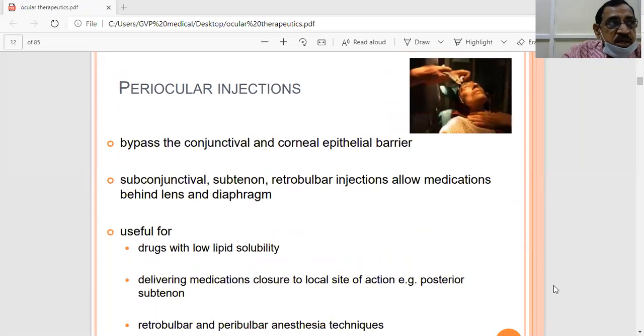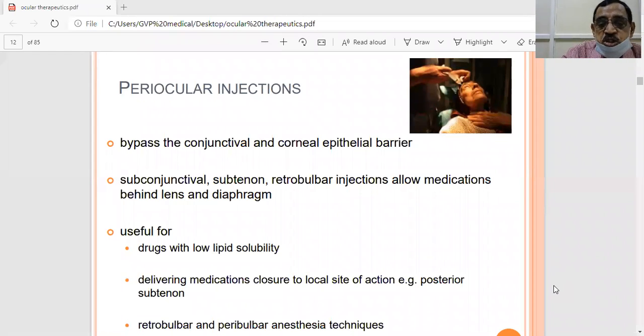Periocular injections bypass the conjunctival and the corneal epithelial cell layers. So these are subconjunctival injections, anterior sub-Tenon and posterior sub-Tenon, and retrobulbar injections, which allow medications behind the lens-iris diaphragm. They are useful for drugs with low lipid solubility. Higher the lipid solubility, higher the penetration, you know pretty well. So drugs with low lipid solubility can be given in the form of periocular injections.